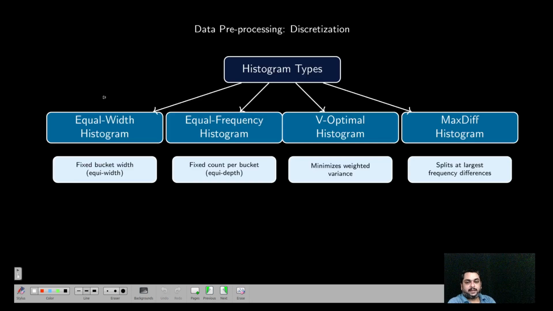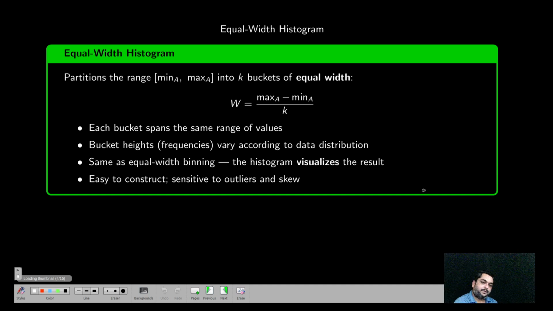There are four types: equal width histogram, equal frequency histogram, V-Optimal histogram, and MaxDiff histogram. The first two are similar to your binning: fixed bucket width, then fixed count per bucket. So equi-width and equi-depth, similar to your equi-width binning and equi-frequency binning. V-Optimal uses the variance concept and minimizes the weighted variance, and MaxDiff splits at the largest frequency differences. Let us see with an example one by one.